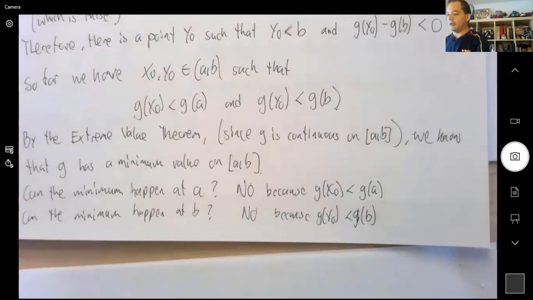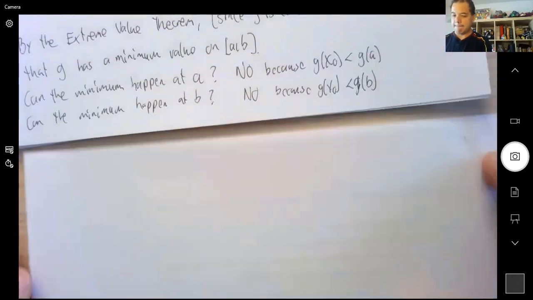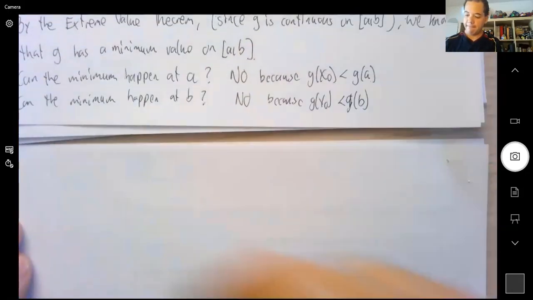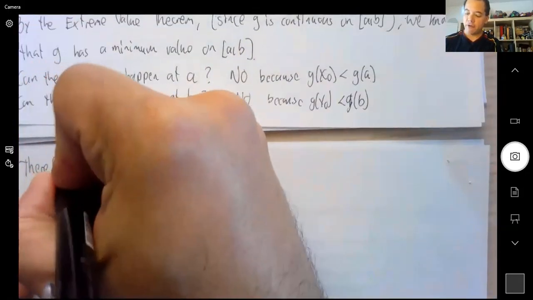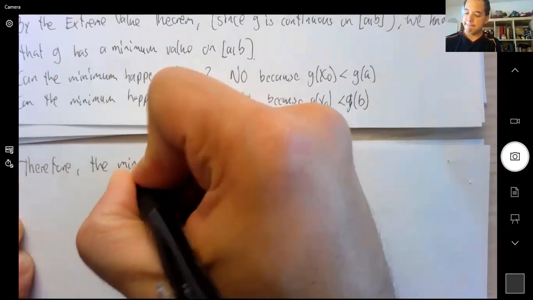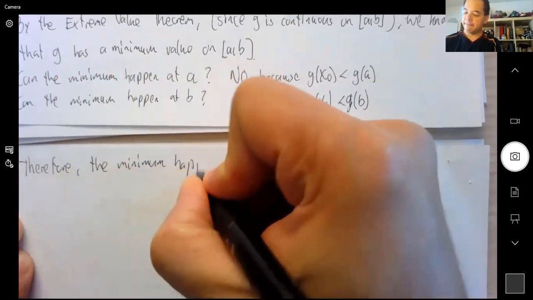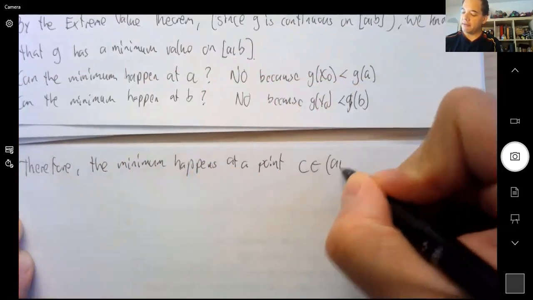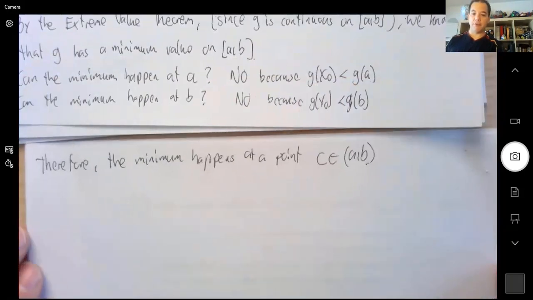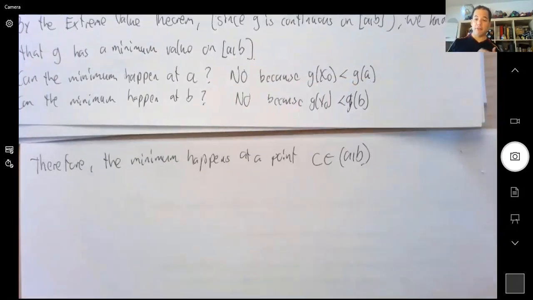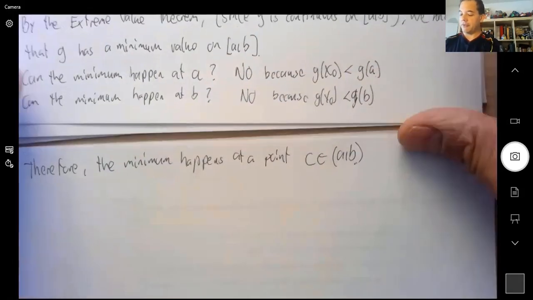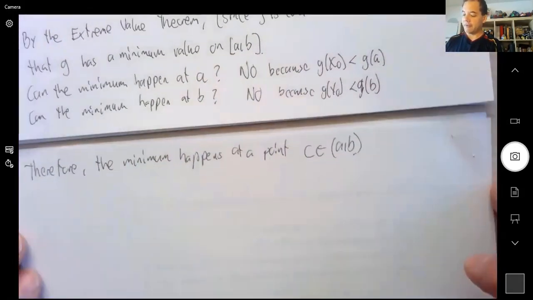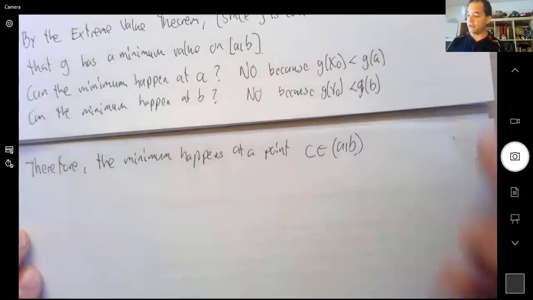Therefore, the minimum happens at a point C in the open interval AB, right? It doesn't happen at the endpoint, so it must happen somewhere in between, right? Okay, and if it is the minimum, what did our previous result say? It's a minimum and it happens for a differentiable function.